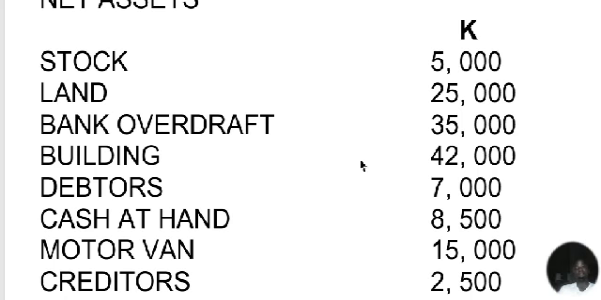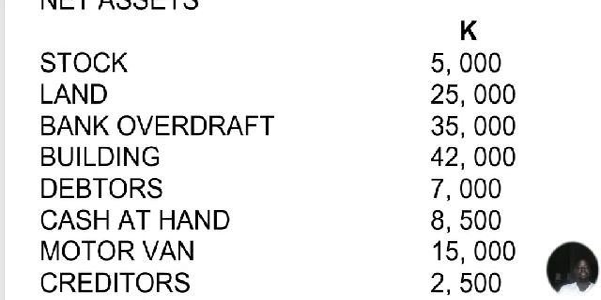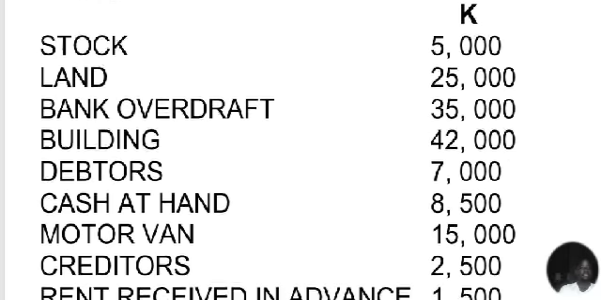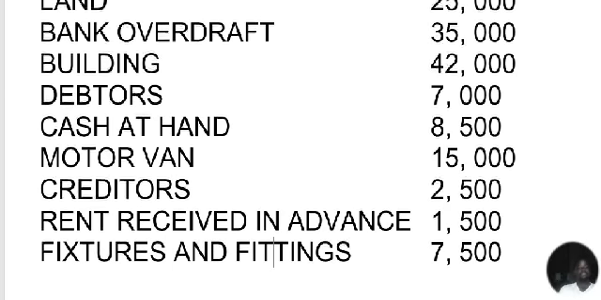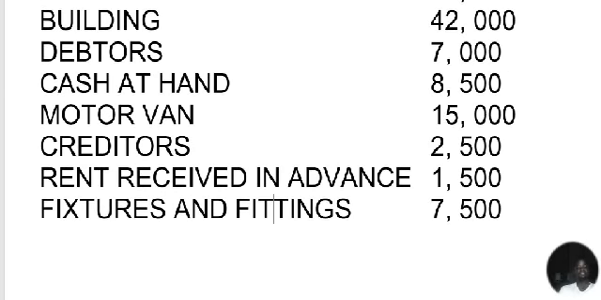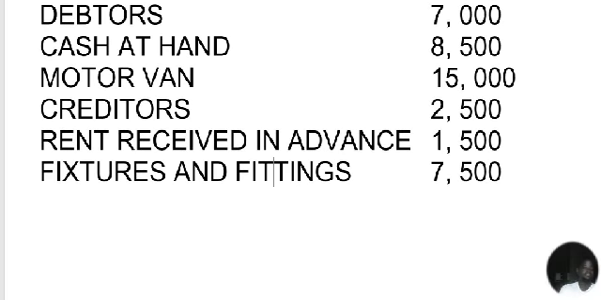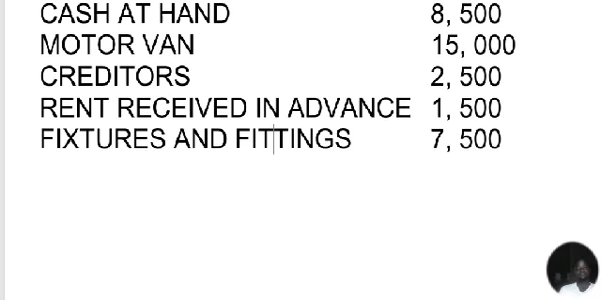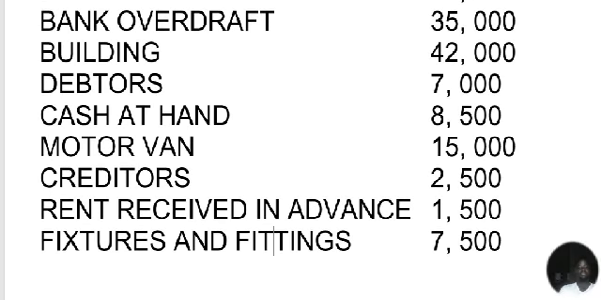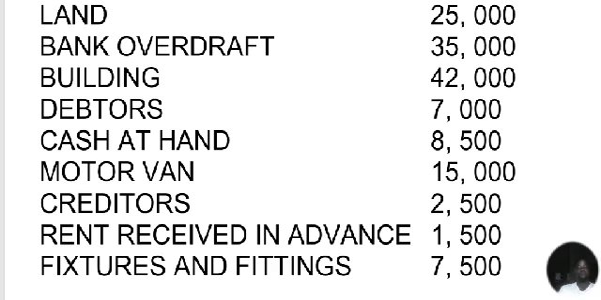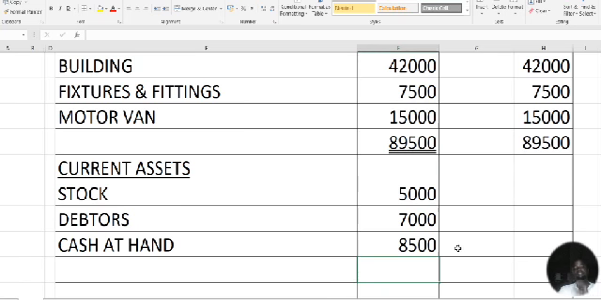So if we go and explore, we see that we don't have any current asset remaining. We have stock entered, data entered, cash at hand entered, motor van is a fixed asset, it's entered, creditor is a current liability, rent received in advance is a liability, fixed asset fittings, a fixed asset already entered. So next, we are going to find the total of current assets.